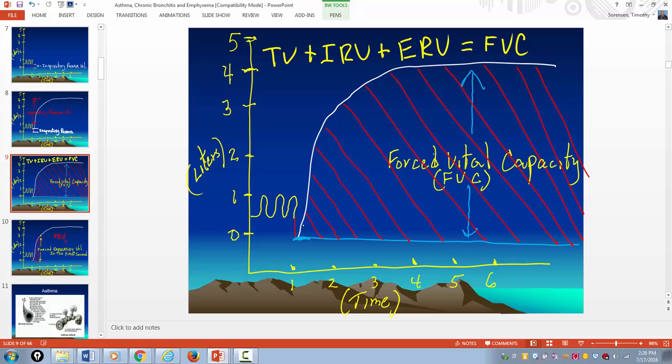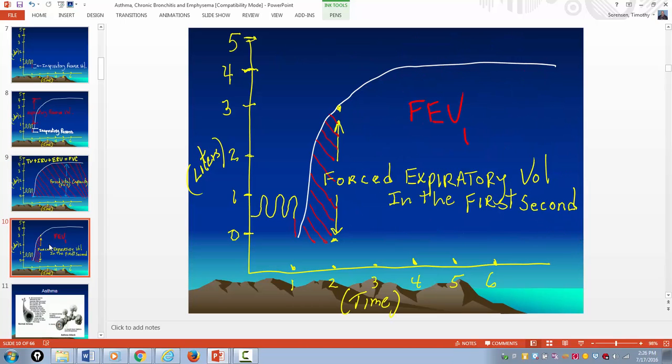Well, he started here and he went up, if these lines are perfect, which they are, of course. That would be 4 liters. So the guy's forced vital capacity is 4 liters. Now what the physician wants to do is look at how much of that 4 liters this guy could get out in the first second. Forced expiratory volume in the first second.